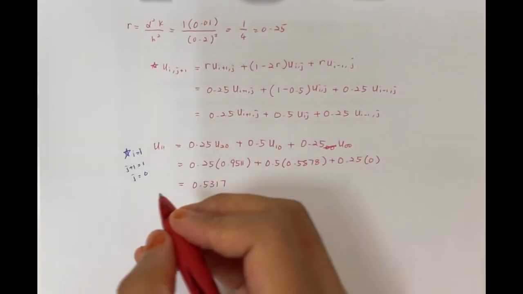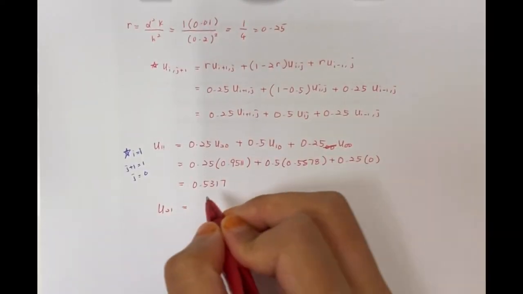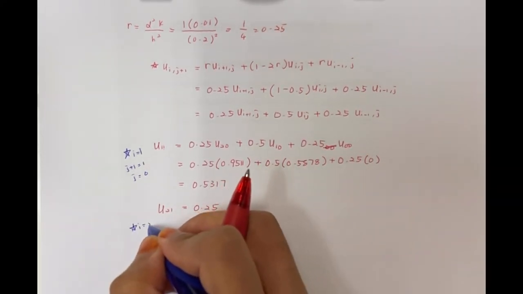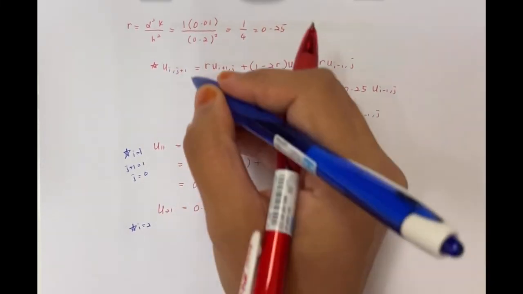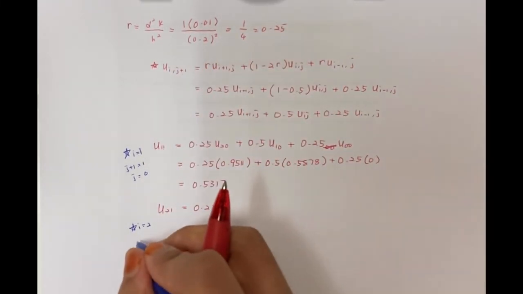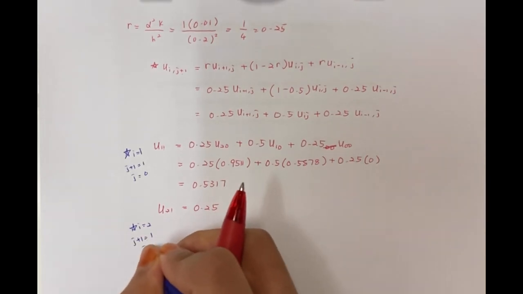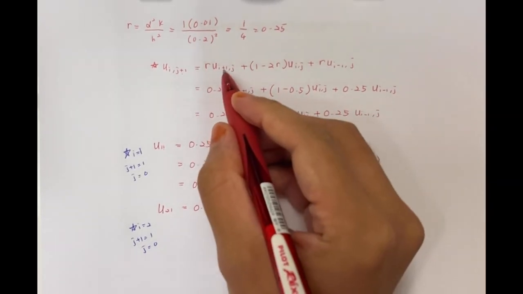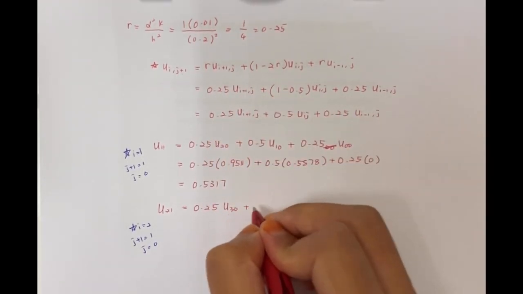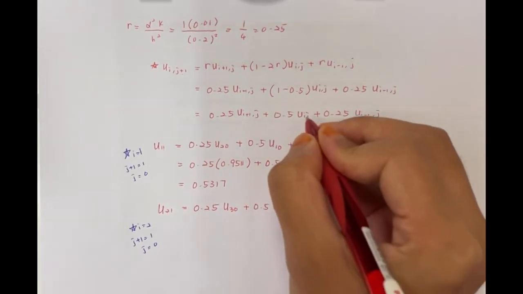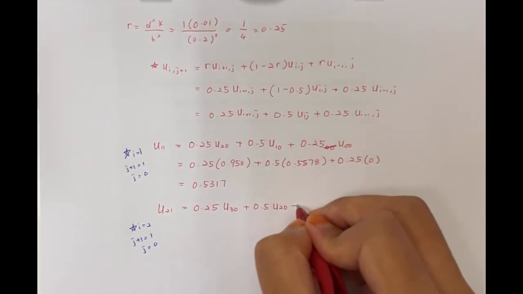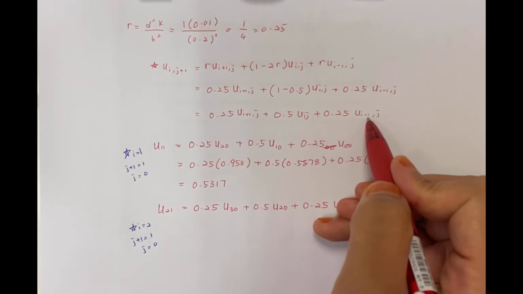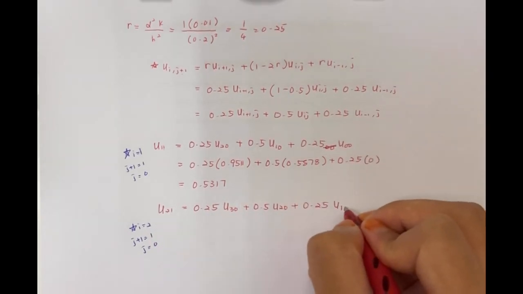For u21, it is equal to 0.25 u(i+1,j). i is equal to 2, and j plus 1 is equal to 1, so j is equal to 0. So you have u(i+1), so u30, plus 0.5 u(i,j), u20, plus 0.25 u(i-1,j). i minus 1 is 1, j is 0.